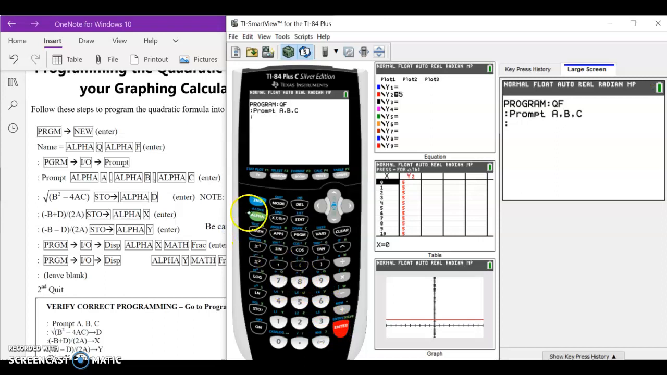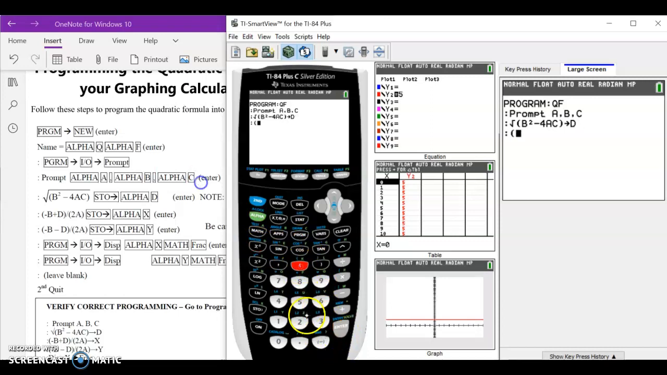Then you're going to go ahead and type in whatever you want your calculator to do with A, B, and C. So we're going to do the square root of B squared minus 4AC. And you do want to use your alpha buttons for that as well. And then you're going to go ahead and hit close parentheses and then store for letter D. So that is for our discriminant.